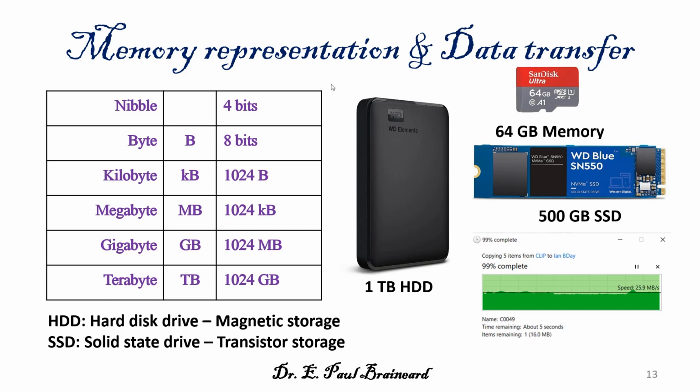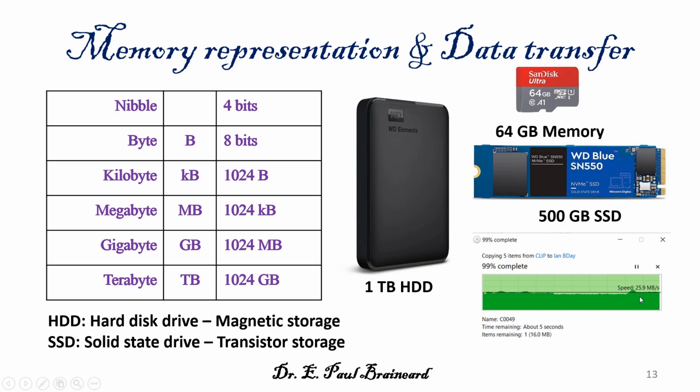1024 bytes. 1 megabyte, capital MB, is equal to 1024 kilobytes. 1 gigabyte, GB, is equal to 1024 megabytes. 1 terabyte is equal to 1024 gigabytes. We have hard disks which have a capacity of 1 terabyte, 2 terabytes, etc. Also, we use it in data transfer. For example, 25.9 megabytes per second is a transfer rate, or transfer speed.